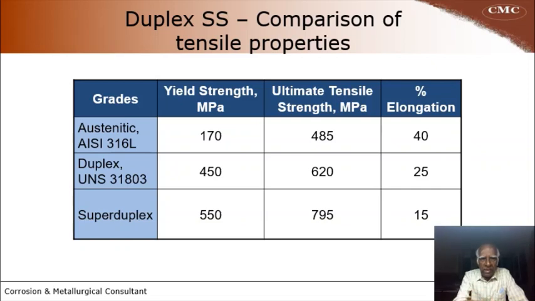Duplex stainless steel, in addition to corrosion resistance, has got attractive tensile properties. You can notice here 316L is a common austenitic stainless steel. As compared to that, the duplex stainless steel and also super duplex stainless steel have a very high yield strength, very high ultimate tensile strength with reasonably good ductility. All these properties make duplex stainless steel amenable for fabrication and maintain good strength.